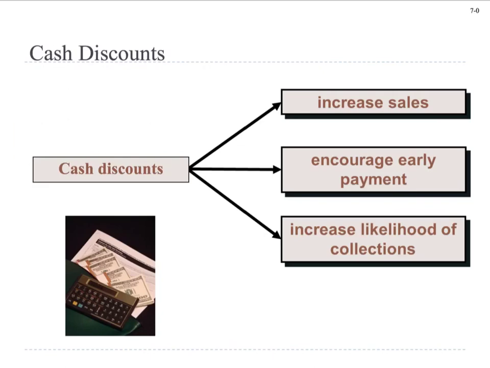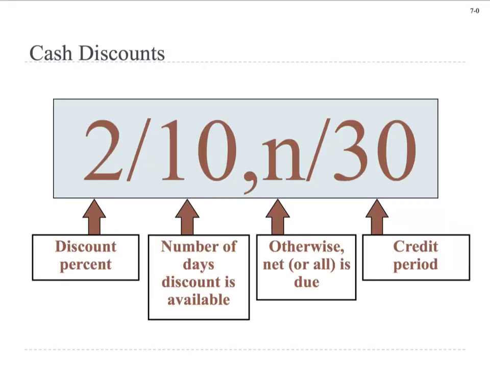So here's how the cash discount looks, what the cash discount is. Here you have what we call 2/10 net 30. What this means is if a company decides to discount their receivables, they're saying that you will get a 2% discount on your receivables if you pay them within 10 days. However, you're actually only required to pay them within 30 days.